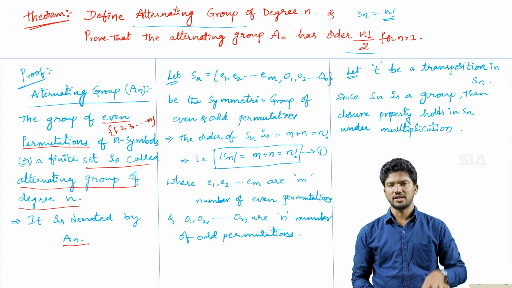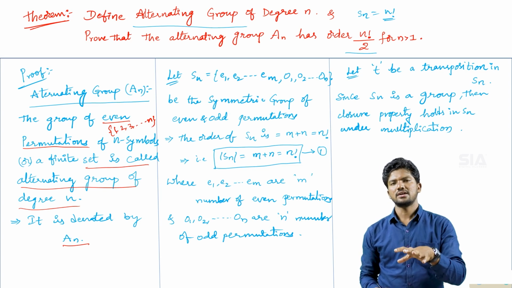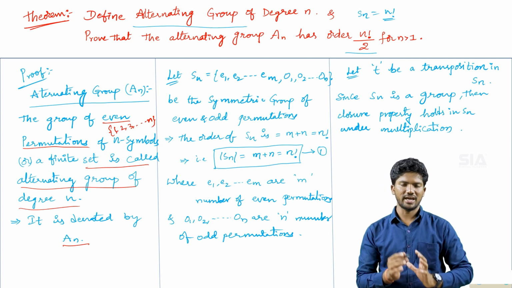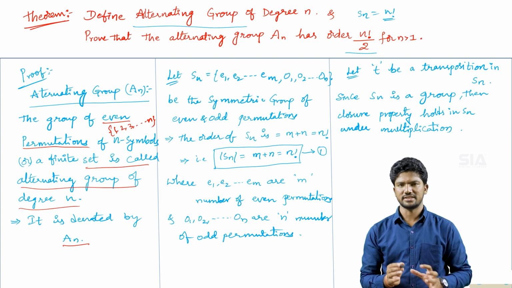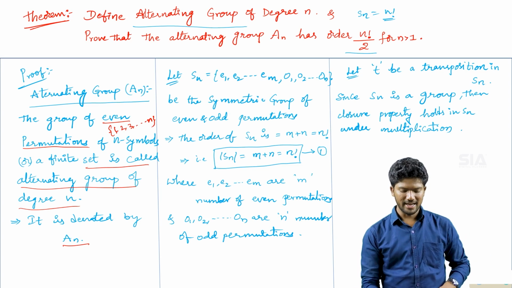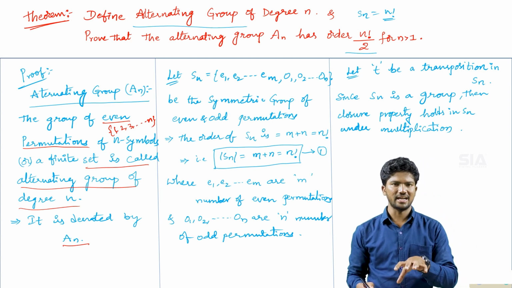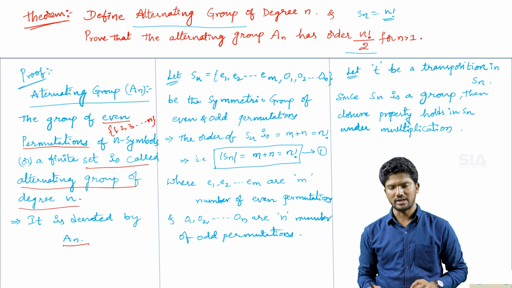This is the definition. We are counting only even permutations. Okay, there also exist odd permutations in that group, but we are counting only the even permutations. That number gives the order of the alternating group. So let S suffix n. Now we are entering into the proof. We have to prove that the alternating group has order n factorial by 2.